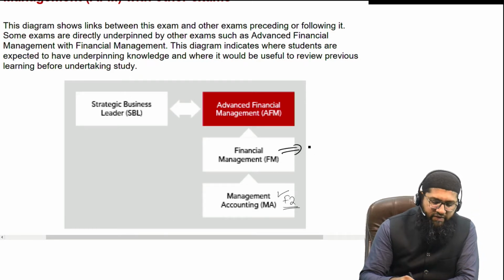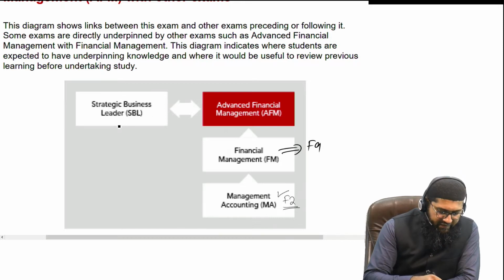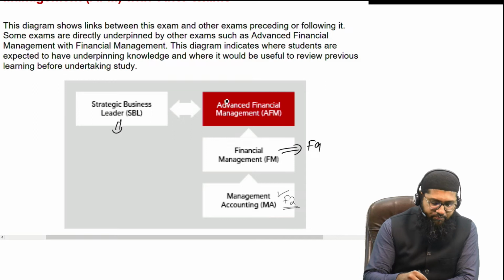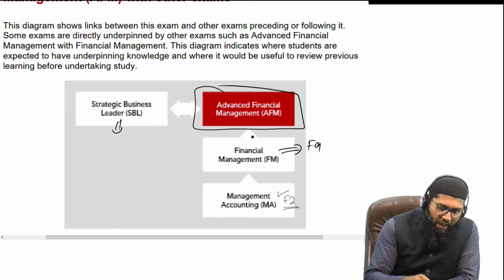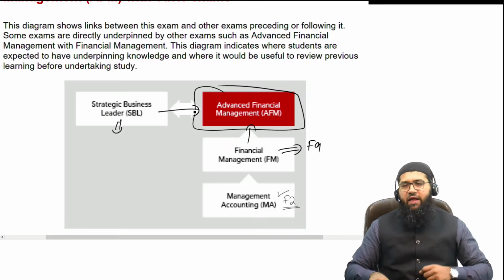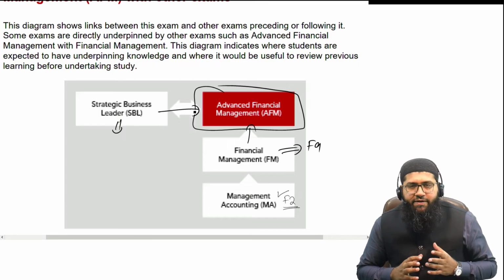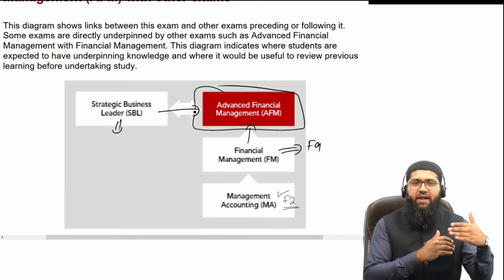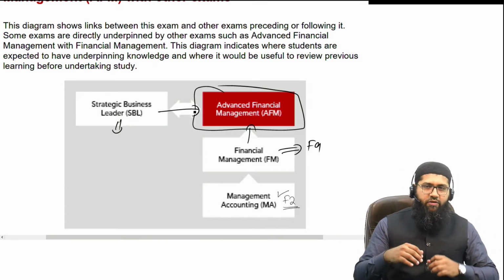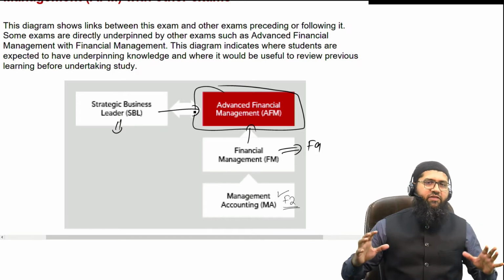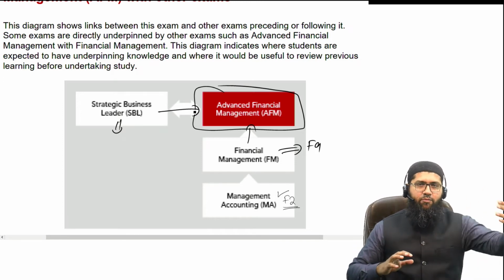So there is this connection with the F2. Then there is FM, the F9 paper. Then there is the SBL paper. So basically the major connection is with the F9 and with the SBL paper. Now let me give you a bit of an overview of how exactly the AFM has a relationship with these papers, and then I'm going to move forward.